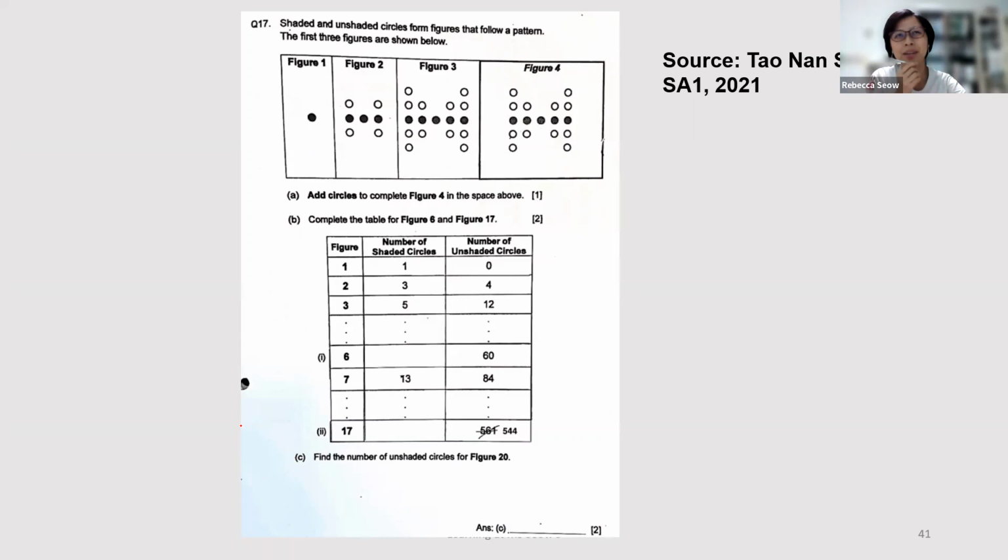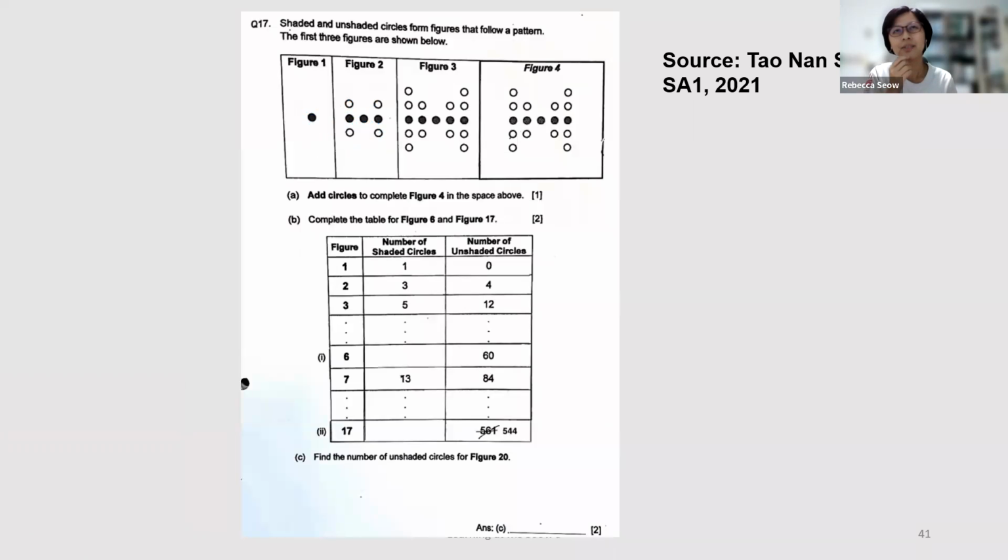So how do we go about this question? We have to find out from the figures drawn to us how to complete figure 4. So let's take a look. Figure 1. Okay, it's just one black circle, right? One shaded one. And then figure 2, you realize that from one black circle, it becomes 3. And at the sides, there are 4 unshaded circles. That's one way that we can approach this question. We look at how many shaded, how many unshaded circles.